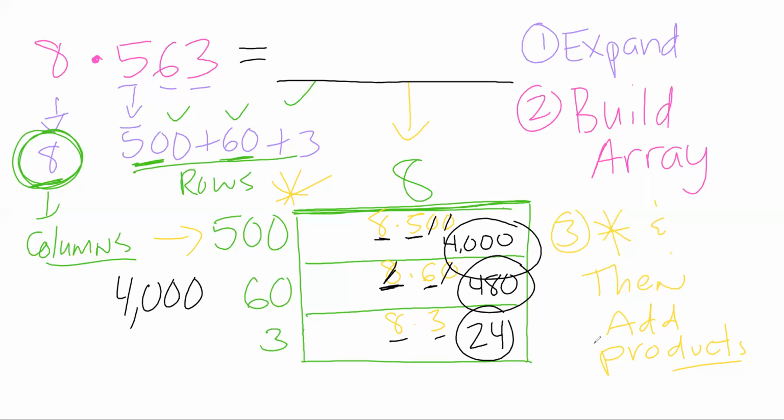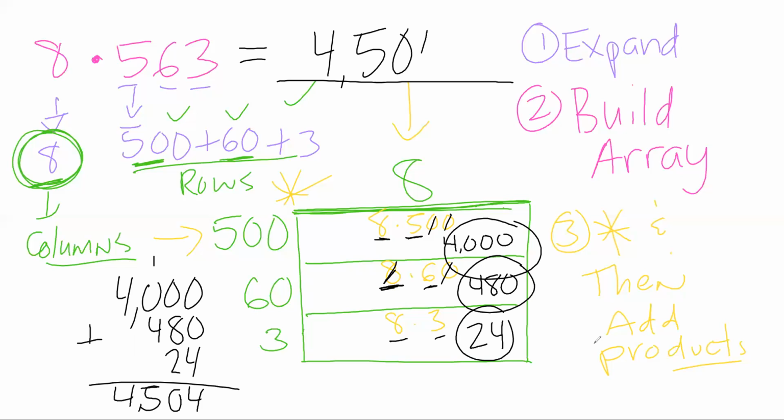So 4,000, lining up place values, 480, 24. Boom. So always start in the ones place: 8, 9, 10, regroup, 4 and a 5, 4. So we're going to get 4,504. And again, remember the comma in your number.